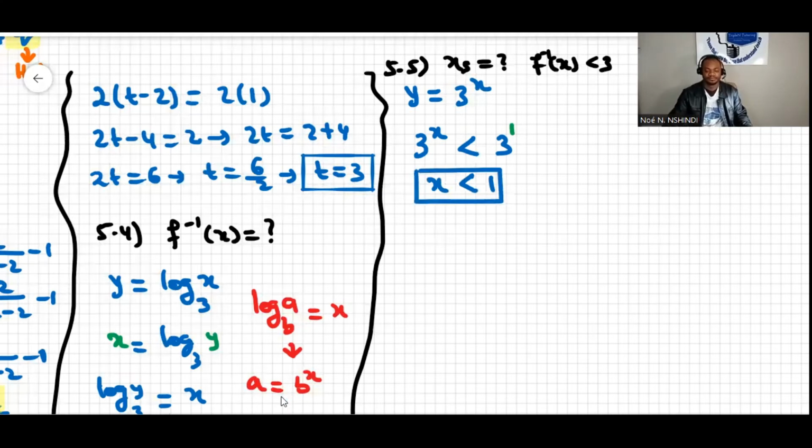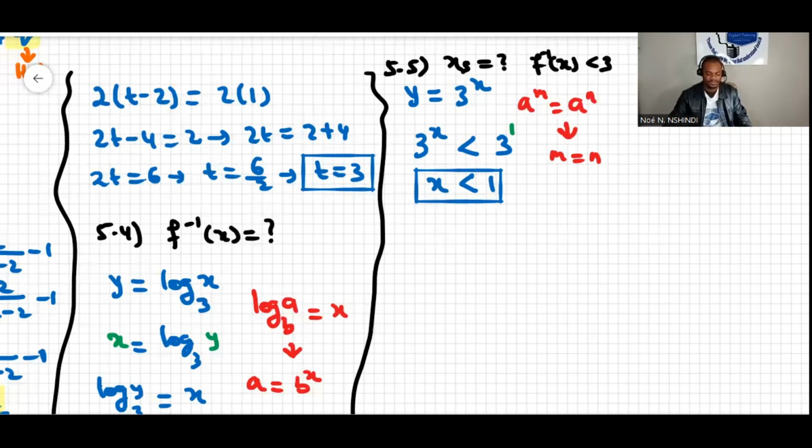I did that in reference to this law: a to the m equals a to the n implies that m equals n. But now we didn't have an equality, we have an inequality. So we're just going to say m is less than n. So in this case, x is less than 1.